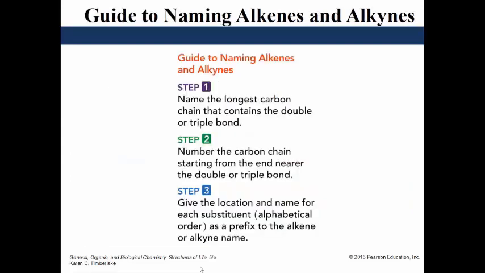All right, a guide to naming alkenes and alkynes. For one, you name the longest carbon chain that contains a double or triple bond. The double or triple bond is assumed to be the first bond between carbon 1 and carbon 2. Step number 2, you number the carbon chain starting from the end near the double or triple bond. Then step number 3, you give the location and name of each substituent in alphabetical order and as a prefix to the alkene or alkyne name.